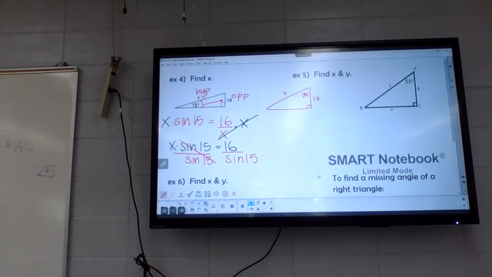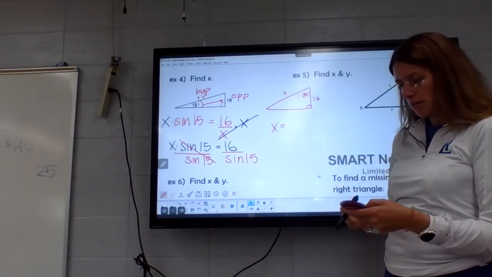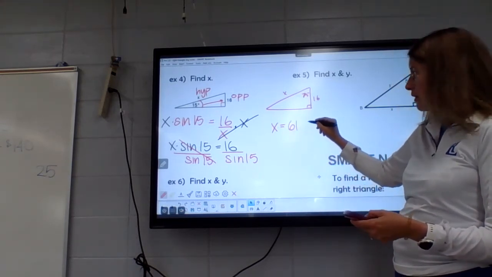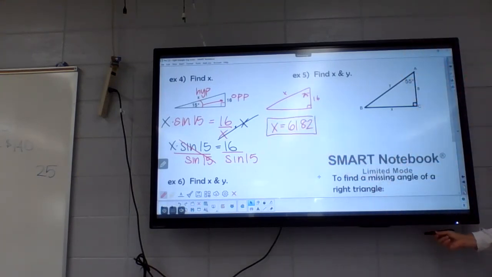And again, make sure your answer makes sense. You might have to put sine of 15 in parentheses. I got 61.82. Is that what you guys got?